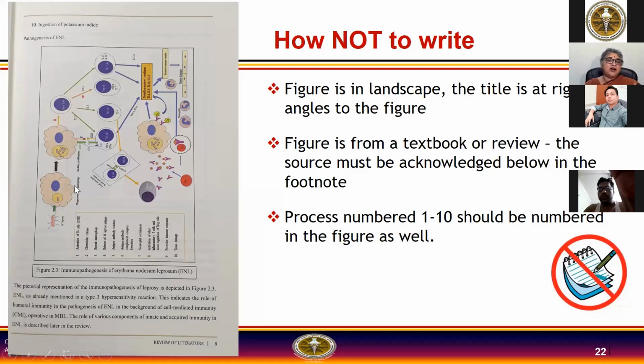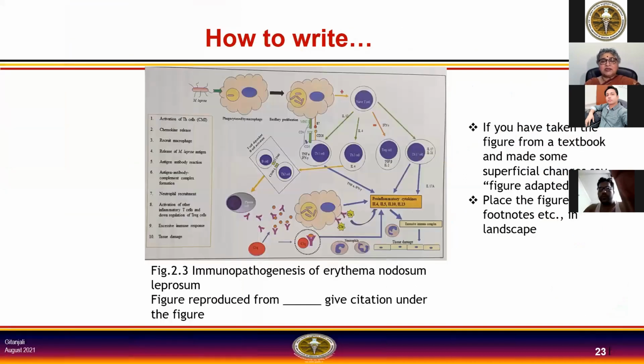Now, if you see here, there are some 1, 2, 3, 4 written. What are the steps? Just writing them here doesn't make sense. This 1, 2, 3, 4 has to be numbered here. If this was written like this, that is, you put it in landscape, it doesn't matter, but have the legend below and say figure reproduced from this, and give the citation under the figure. And each of these steps should be marked here.